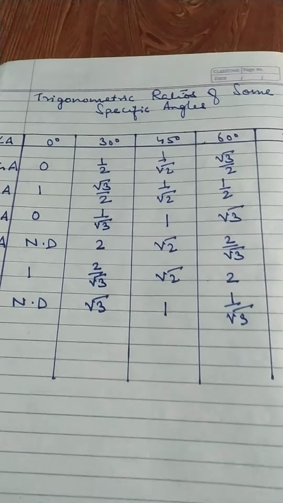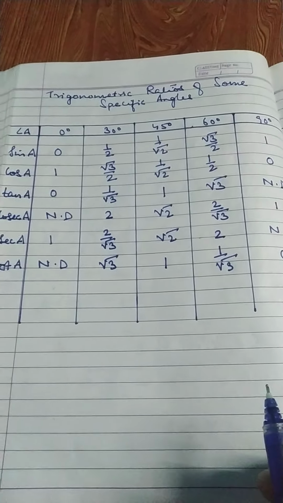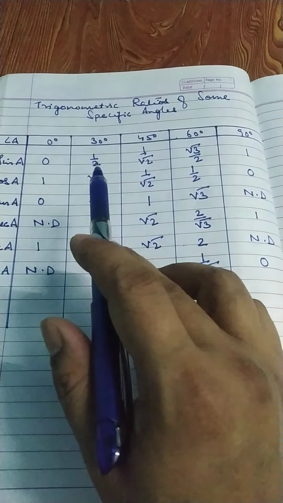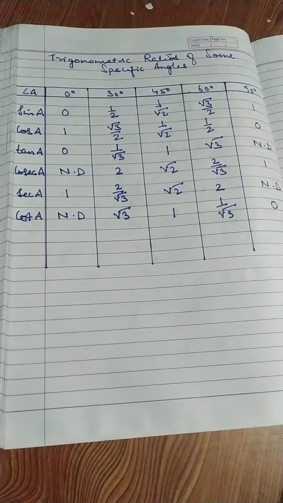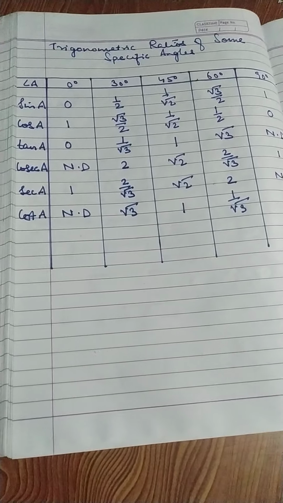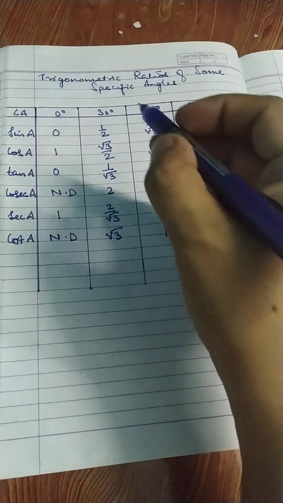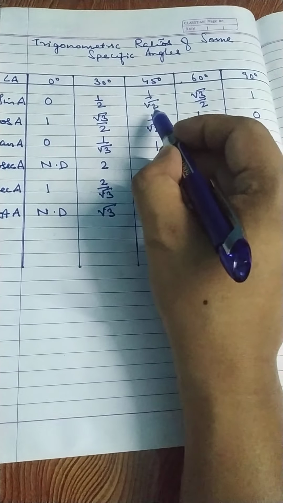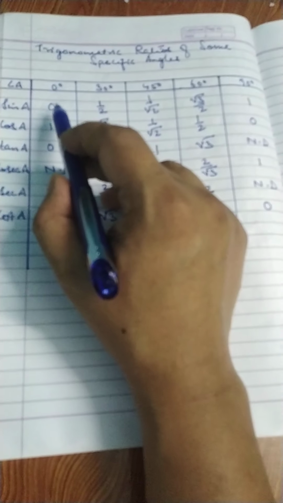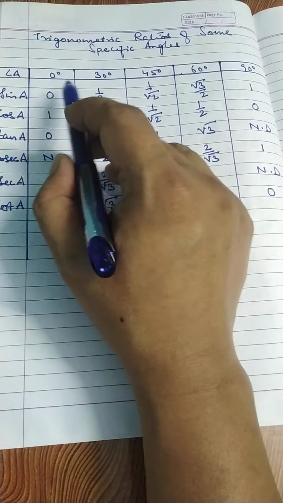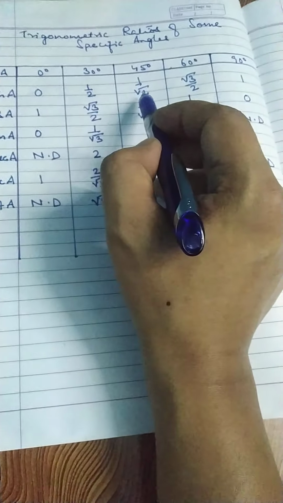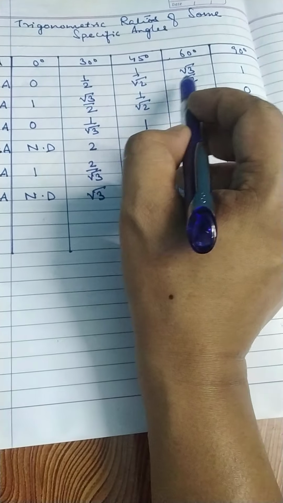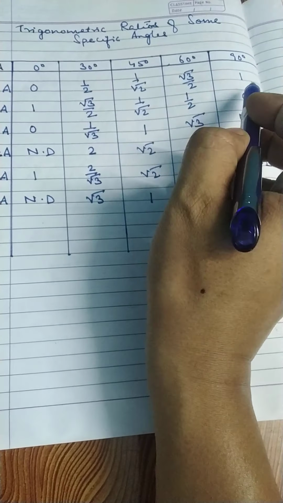So we have derived the ratios for 0 degree, 30 degree, 45 degree, 60 degree and 90 degree. In this case, we can see that the values for sine are 0, 1 by 2, 1 by root 2, root 3 by 2 and 1. That means the values are increasing from 0 to 1. 1 by 2 is greater than 0, 1 by root 2 is greater than 1 by 2, root 3 by 2 is again greater than 1 by root 2, and 1 is again greater than root 3 by 2.